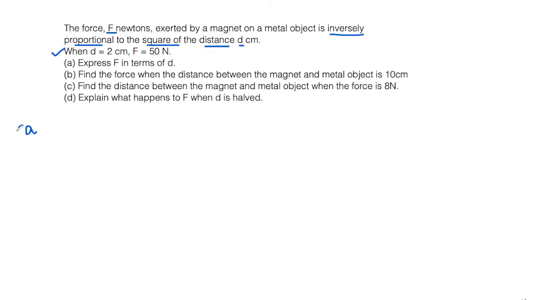So we'll use the information in the main question to write an expression. The main question says force F is inversely proportional to the square of distance. So I'm going to use the directly proportional symbol only, and to make it inversely proportional I'm going to write 1 upon d square.